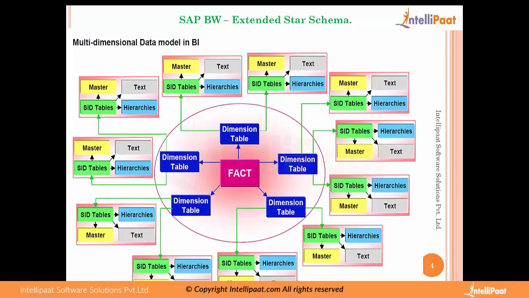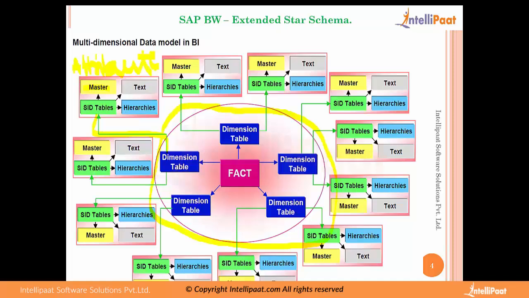This is my star schema, the normal star schema here, and this normal star schema is extended. Now each of its dimensions are extended, and that extension is linked to the SID table, and that SID table will have master data. So where it says master data, it's actually an attribute. Attribute is the main part of the master data compared to text and hierarchy.